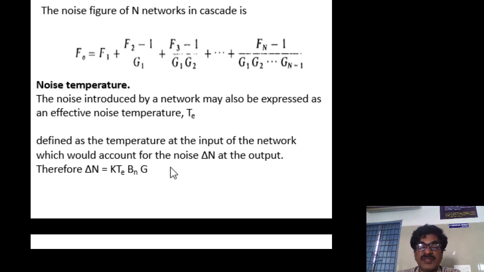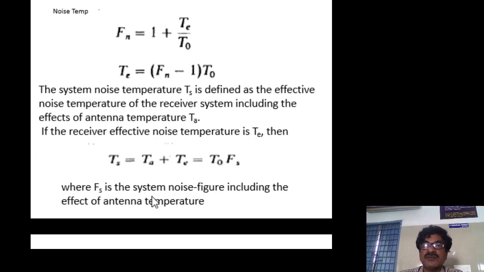Using this expression, if you substitute in the noise figure Fn, which we already know as 1 plus delta N divided by kT naught Bn G, and substitute delta N with the Te notation, it comes like Fn equals 1 plus Te divided by T naught. Hence Te equals Fn minus 1 into T naught. This is for one stage.